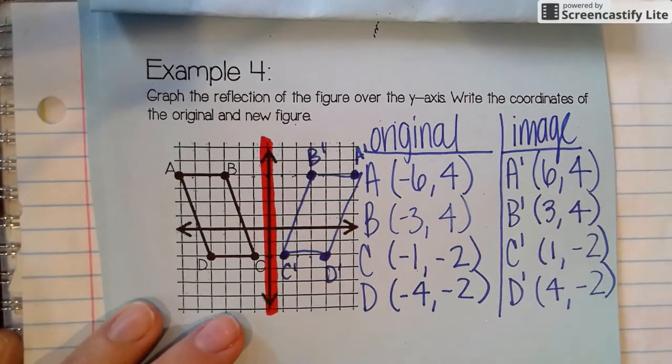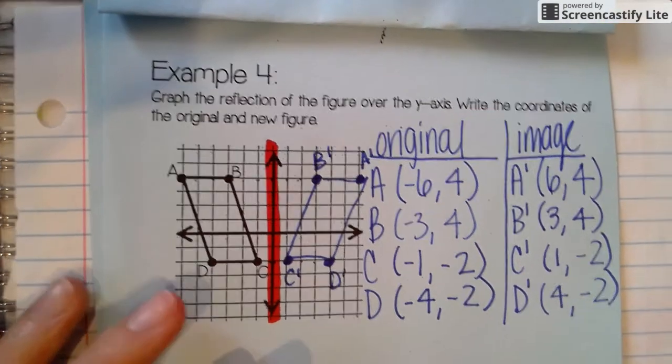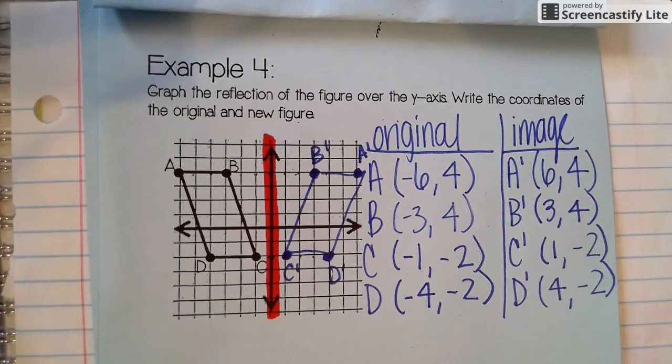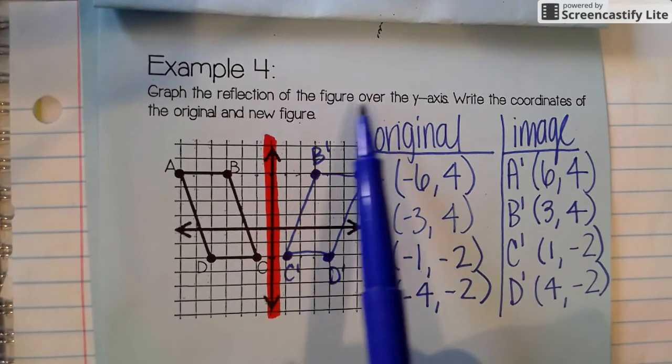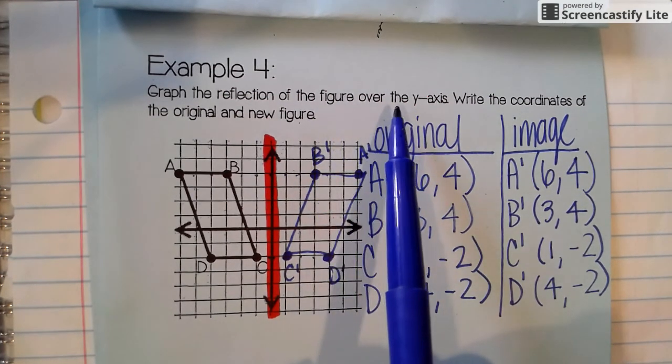So that would be how you reflect an image. And remember that reflection is always you flipping the shape across some sort of line of reflection. So the rule is always going to be what you're reflecting the shape over.